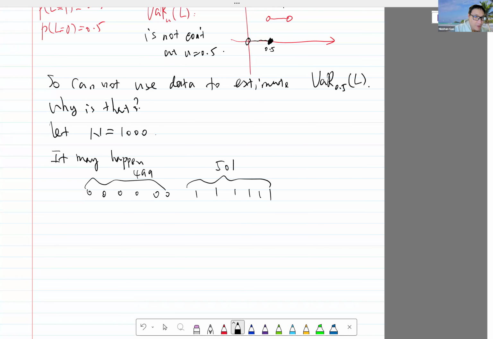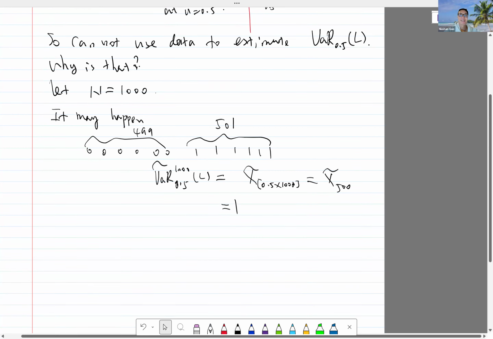So if you do this one, I ask you, what is this? What is the 0.5 estimate of L with n equals 1,000? It's defined as x tilde at 0.5 alpha n, right? The 500th one, so this is just x tilde 500. From the smallest to the largest, choose the 500th one. The 500th one would be 1.